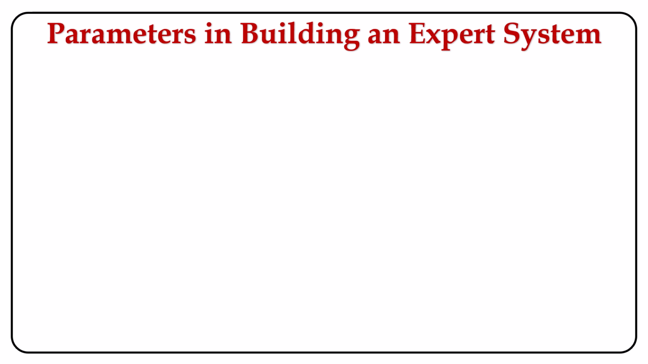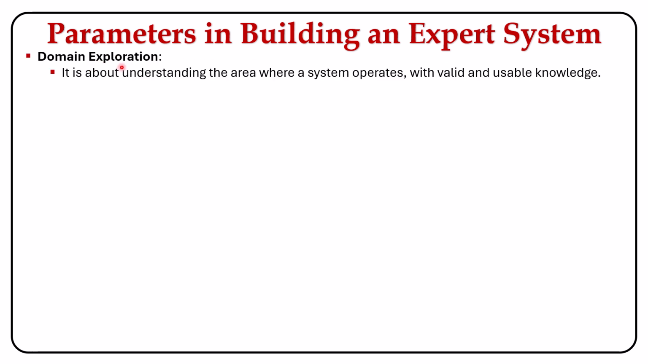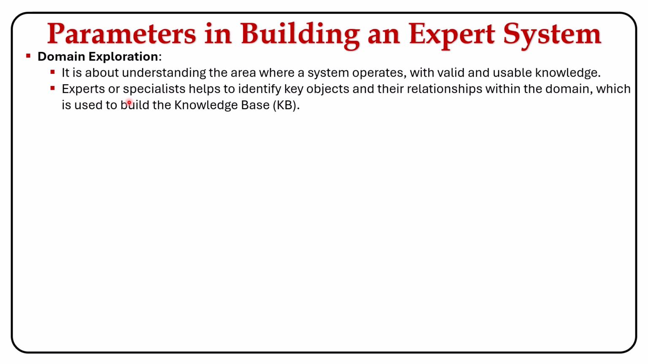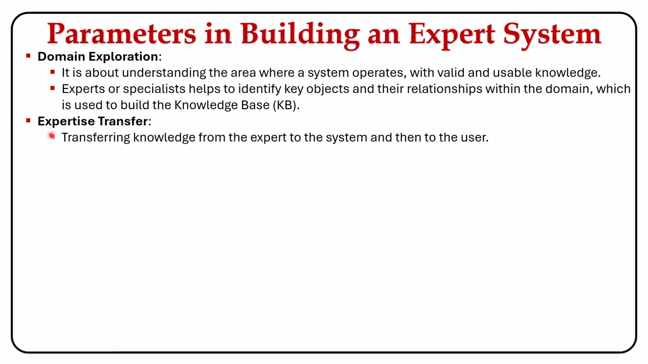The parameters involved in building an expert system include domain exploration. It is about understanding the area where a system operates, with valid and usable knowledge. Experts or specialists help to identify the key objects and their relationships within the domain, which is used to build the knowledge base. The next parameter is expertise transfer, that is, transferring the knowledge from the expert to the system and then to the user.